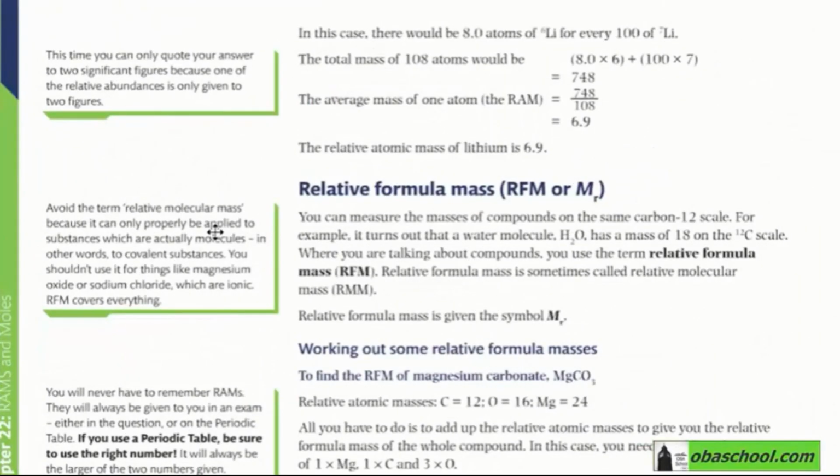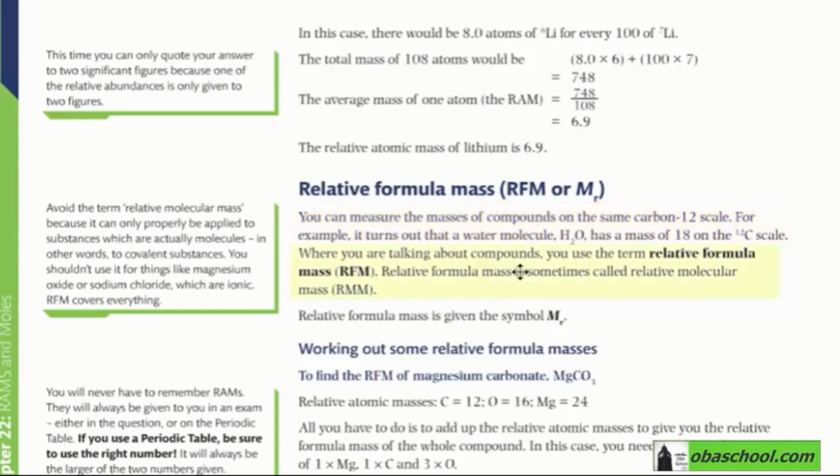After learning about the relative atomic mass, we'll see now the relative formula mass, RFM or Mr. You can measure the masses of compounds on the same carbon-12 scale that we've used before. For example, it turns out that a water molecule, H2O, has a mass of 18 on the carbon-12 scale.